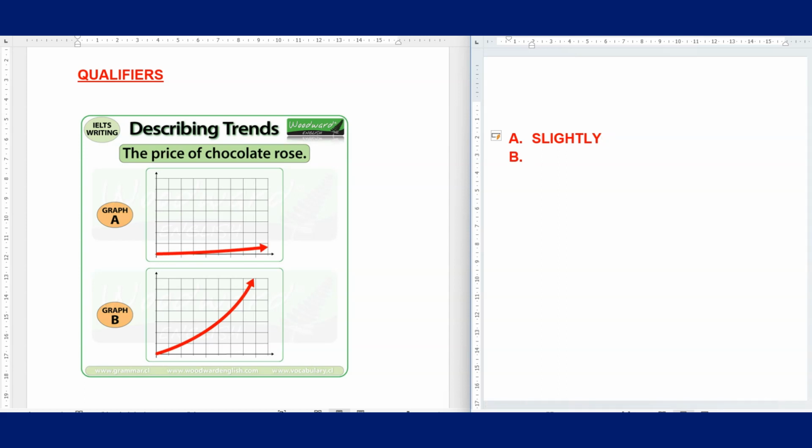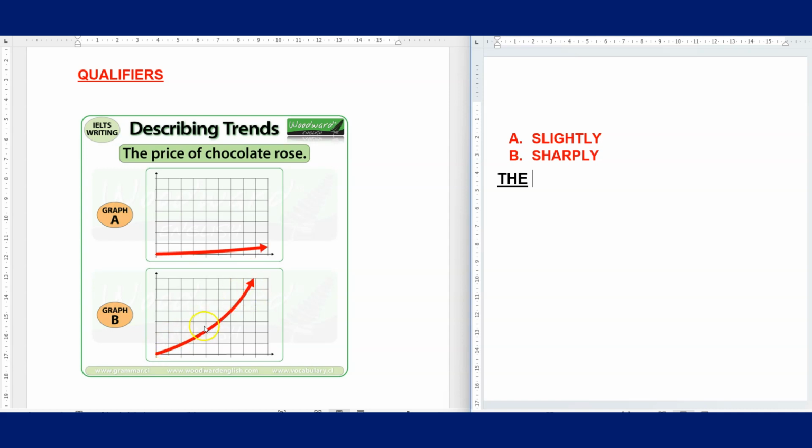But in graph B, we can say it rose sharply. So both of them are different. This rise and that rise are not the same. That's why it's very important for you to give a more complete and more accurate description of the graph. So we can say that in graph A, the price of chocolate rose slightly, but in graph B, the price of chocolate rose sharply.